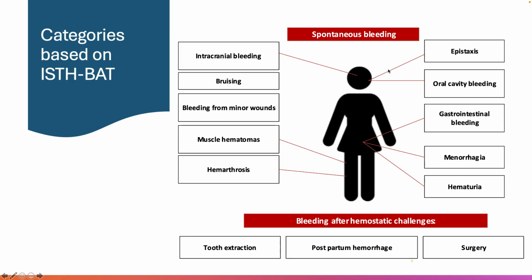To categorize it in a simple manner, you are talking about spontaneous bleeding versus post-hemostatic bleeding. From top to bottom, spontaneous bleeding can consist of intracranial bleeding, epistaxis, oral cavity bleeding, bruises, bleeding from wounds, muscle, joint, gut, or vagina like menorrhagia, or even from the urinary tract like hematuria. And for post-hemostatic challenge, you're talking about tooth extraction, postpartum, and also surgery.